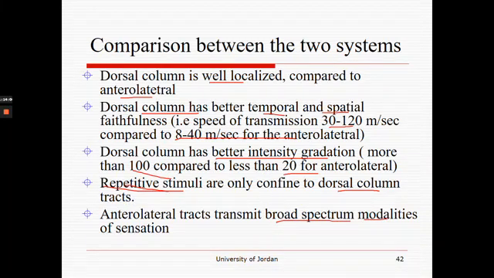Here nociceptive pain, temperature, besides the mechanoreceptive touch and pressure and so on. Okay.